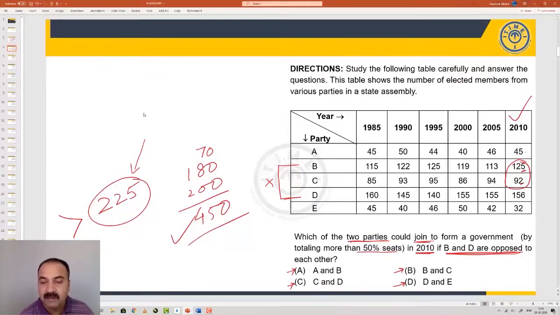What about C and D? Now we'll look at combination of C and D, which is this group C and D. 156 and 92, 150 plus 90 itself is 240, and 240 is more than 225. Therefore, if we combine C and D, we are able to achieve the rule of getting more than 50% seats, and that is enough to form a government. So the answer here will be C and D.